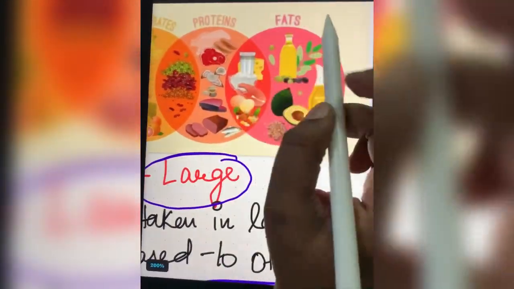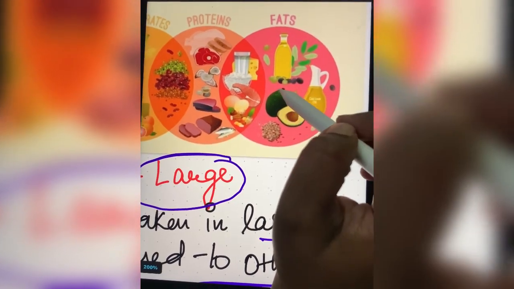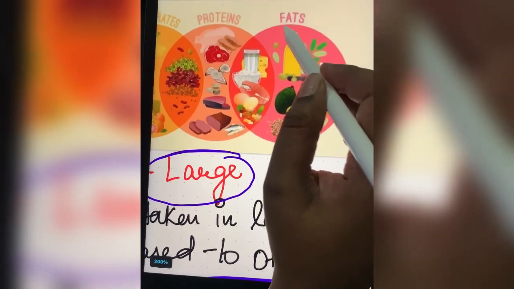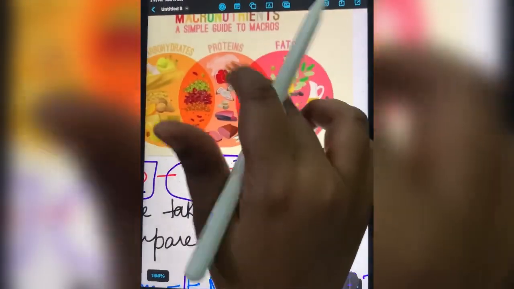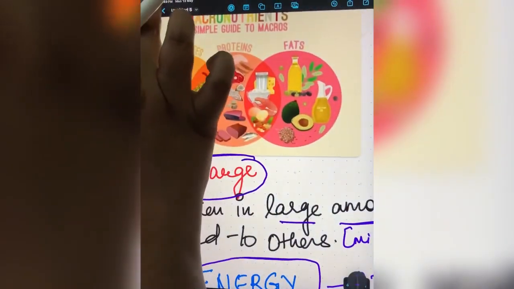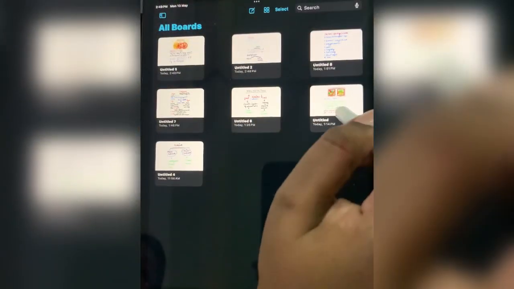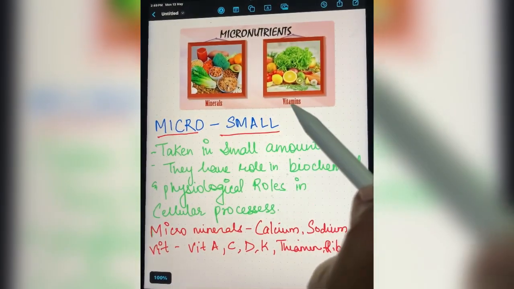Fats can be taken from oil, butter, some of the fruits. Different sources of fats are shown on the screen. So these all three together are known as macronutrients. Quickly we'll talk about micronutrients. Micronutrients are the ones, as the name is telling, micro. So these are required in small amounts.